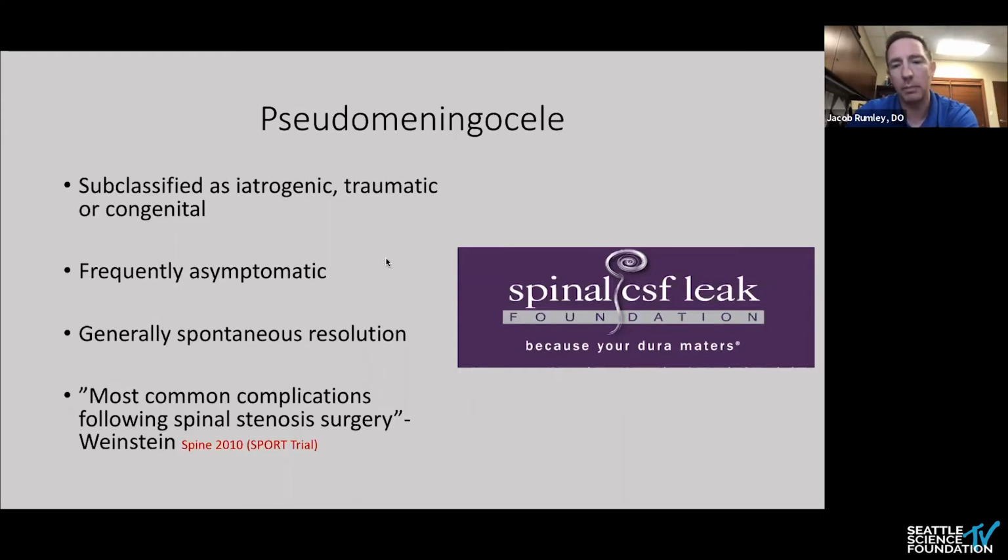Though they are frequently asymptomatic, I put this cerebral spinal fluid foundation on there. They have one of the best mottos, because your dura matters. But this whole organization is based on patients who've had cerebral spinal fluid leaks and now are having pain and problems. They provide support and also litigation assistance. So, I certainly learned in my residency and training that most of the time a pseudomeningocele is not a problem, and it's probably the most common complication after spinal stenosis surgery from the SPORT trial. But when it matters, you got to know.